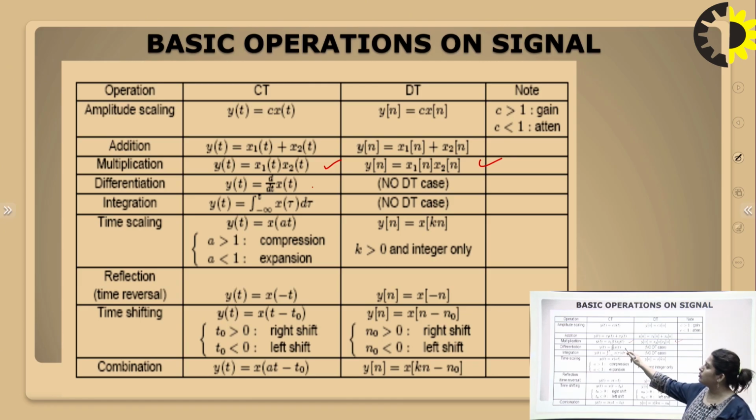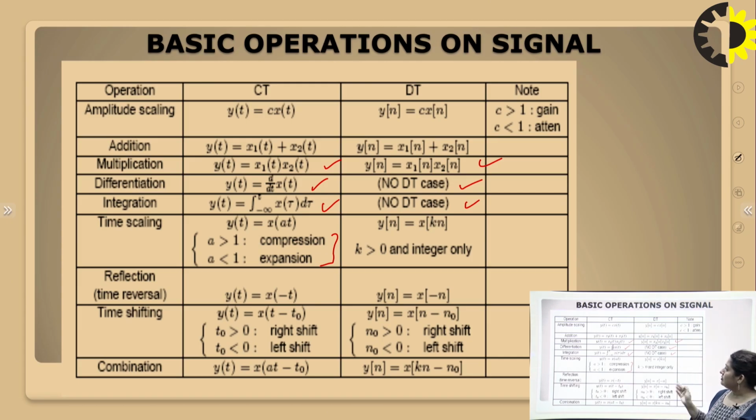Differentiation: again, y(t) is equivalent to d by dt of x(t). In discrete time, it is a difference equation, so we do not consider differentiation here. Similarly, integration is from minus infinity to t of x(tau) d tau, and in the discrete case we do not consider the integration. Time scaling has two parts: the first is compression and the second is expansion. If the value of a is greater than 1 in y(t) equal to x(at), suppose a is equal to 2, then the time scale will be compressed, or divided by 2. Similarly, if a is less than 1, suppose a is 0.5, then the time scale will be expanded by 2.